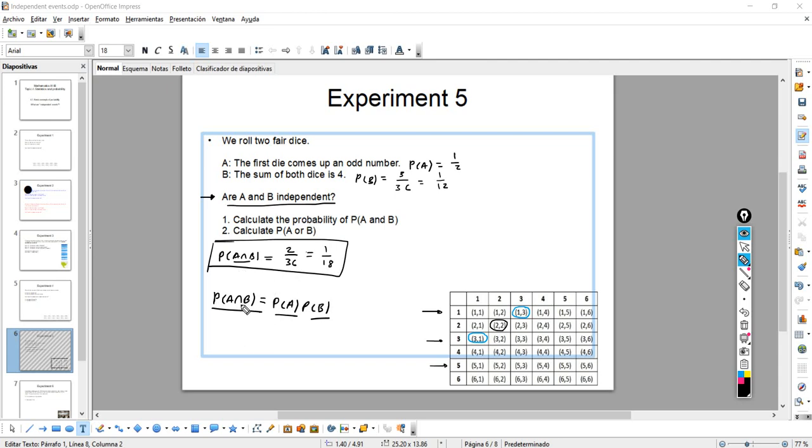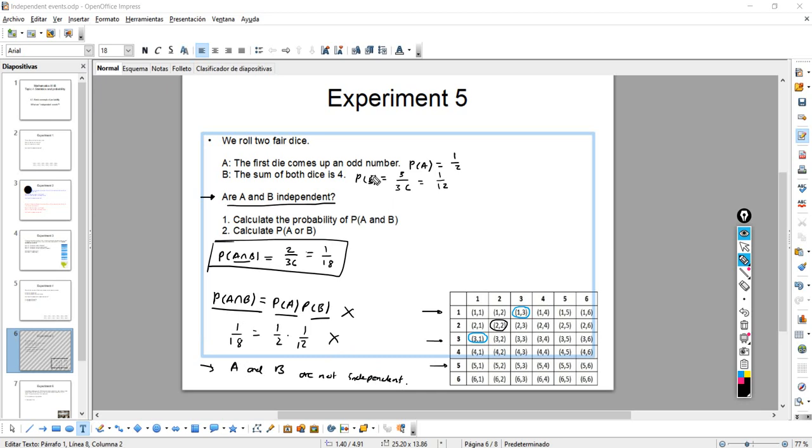So let's see, the probability of A and B is 1/18. The probability of A is 1/2. And the probability of B is 1/12. So clearly, this and this multiplication are not the same. So this equation is not satisfied, right? And what that leads me to say is that A and B are not independent. They are not independent.